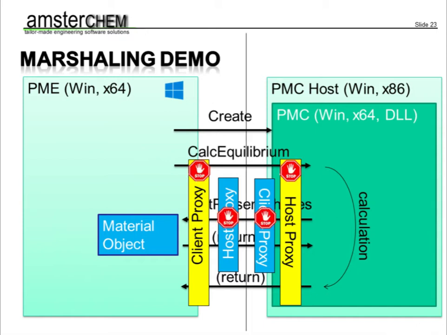To illustrate that all of this is indeed happening, I will set a breakpoint at both of the client proxies and both of the host proxies, so 4 breakpoints in total. We will see the PME initiate the call to calc equilibrium, and we will see the PMC host making the call, and we will see the PMC host initiate the call to set present phases, and the PME side actually making the call. So here comes the video.